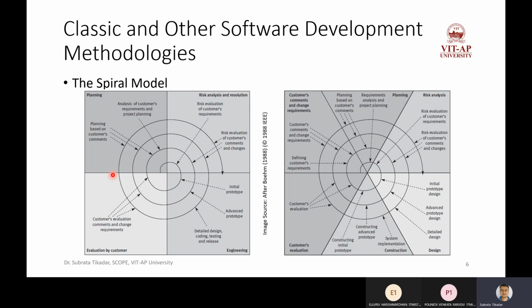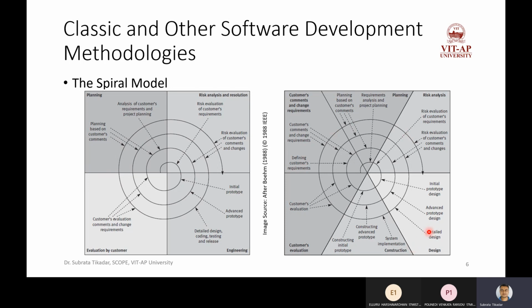So this is continued in this spiral way. Then again a second prototype is built. Then again it is evaluated by the customer, and if some changes are required, then planning is done according to that, and again risk analysis is done. Again the medium fidelity prototype is built, and again the same process is continued in this spiral way. So that's why it is called the spiral model.